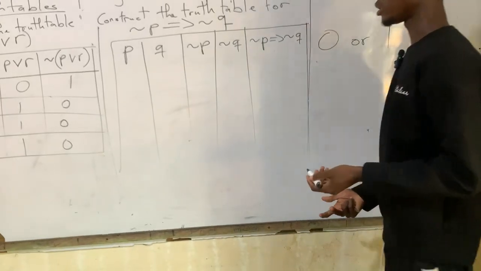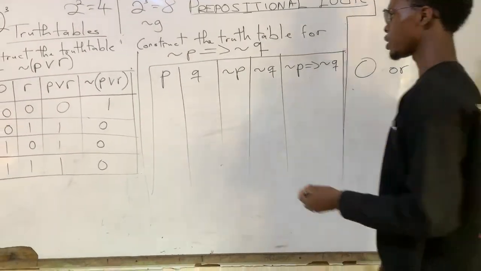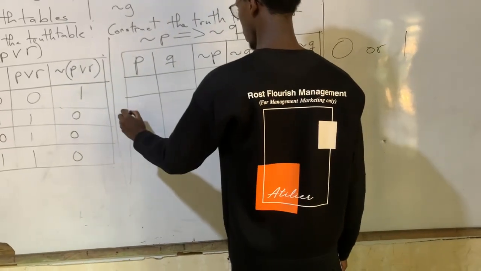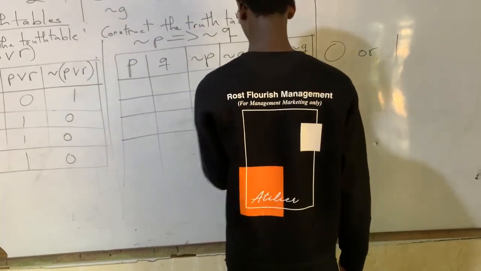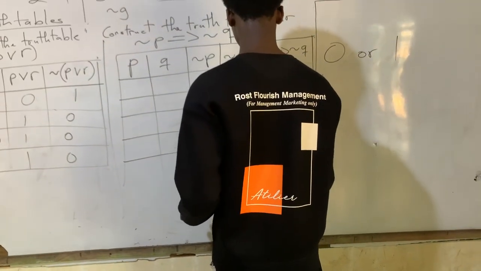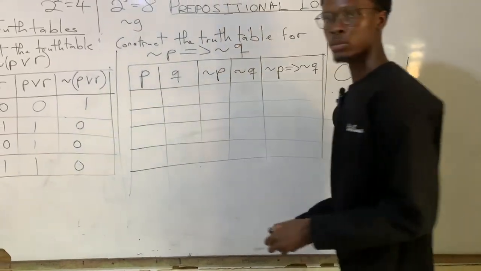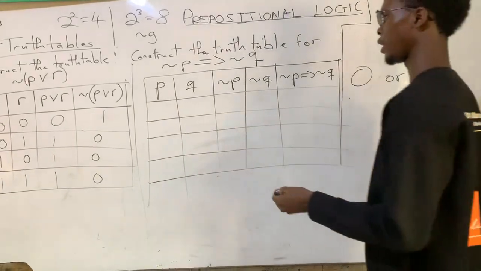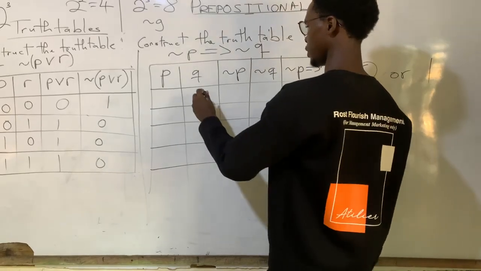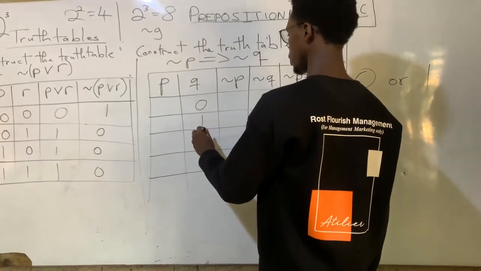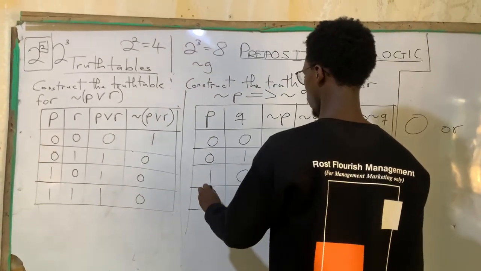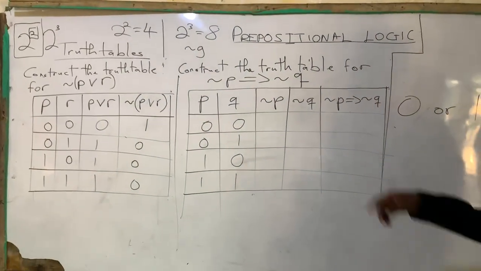So how many rows are we going to have? Since there are 2 statements, we have 4. 1, 2, 3, 4. Good. So as I mentioned earlier, you can decide to start from here or start from here. I don't know why I like to start from the back, but that's just me. 0, 1, 0, 1. Yeah, you have 0, 0. We double the 0 down, then 1, 1. Right? Then move to not P.